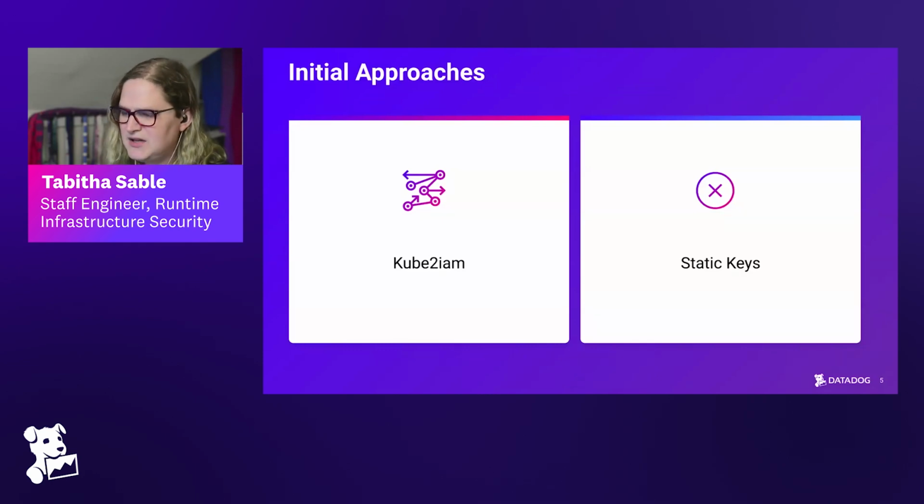Kube2IAM is an, at least formerly, well-known open source project which helps to bridge that gap in an AWS-specific way. In the first AWS-hosted Kubernetes clusters that we had, we ran Kube2IAM for AWS access. But then when things needed to access GCP resources, we didn't have something like that. So we had to generate static keys and store them in KV storage, like Vault. There are other places you could store them.